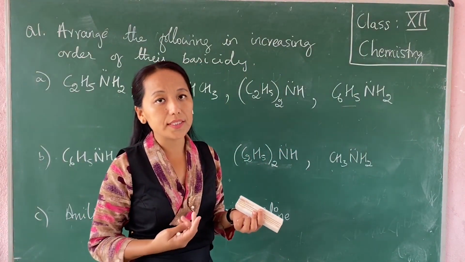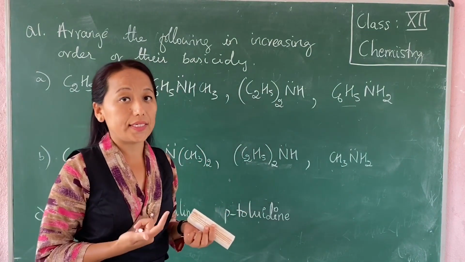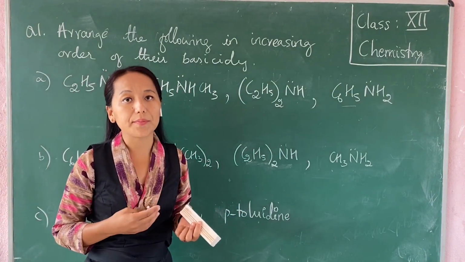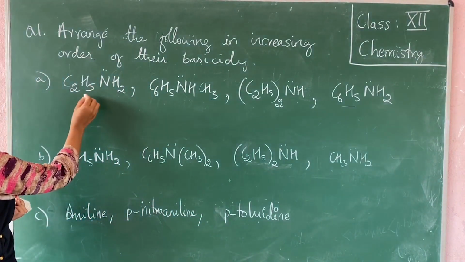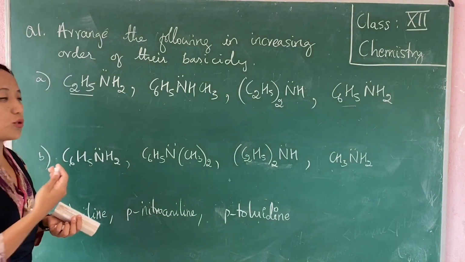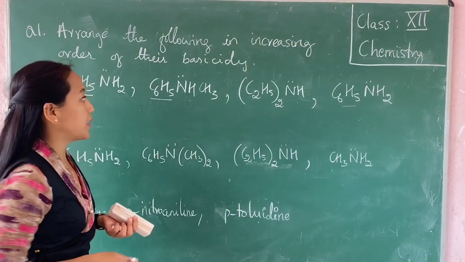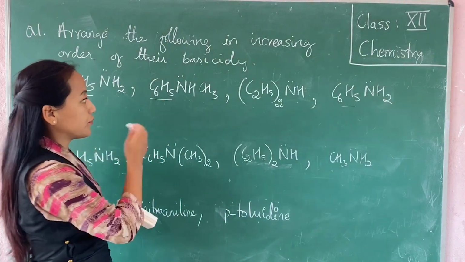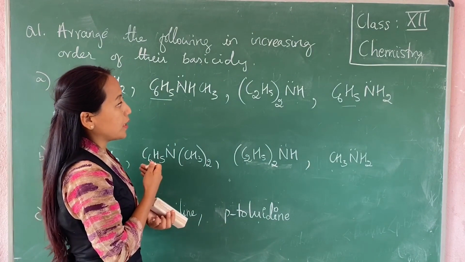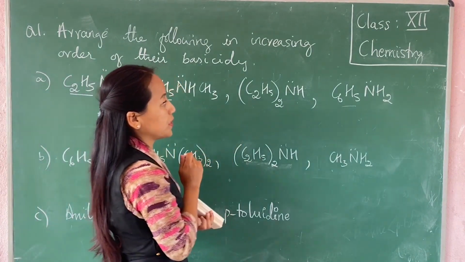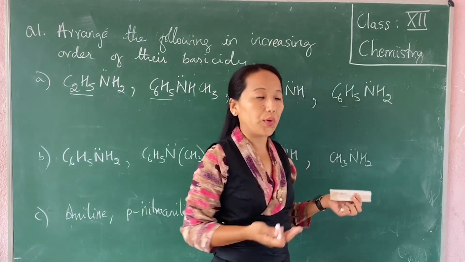As we already learned, an electron donating group will increase the basicity, whereas an electron withdrawing group will decrease the basicity. So in this case, in the first one, C2H5 acts as an electron donating group and C6H5 refers to a benzene ring. So this acts as an electron withdrawing group which decreases the basicity. And in the third one, there are two electron donating groups present. And in the last one, there's only one electron withdrawing group.